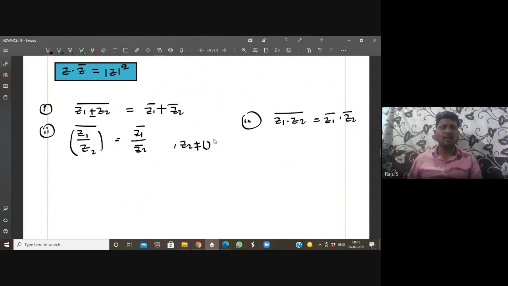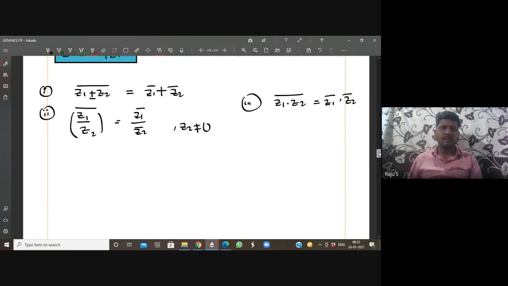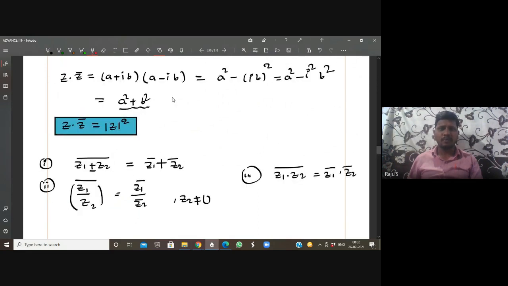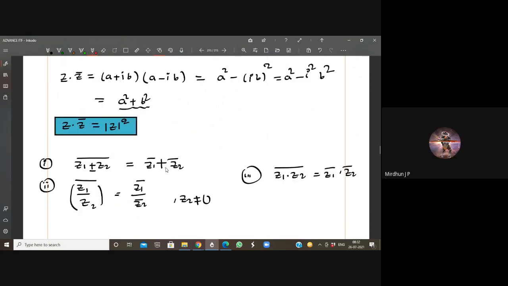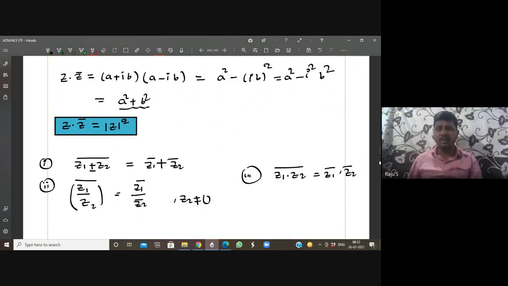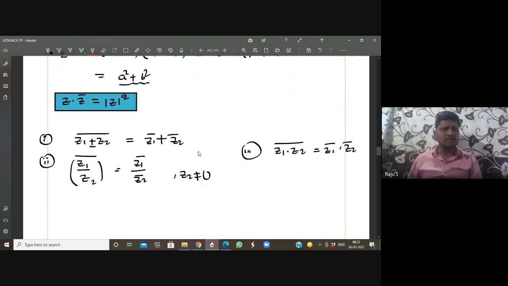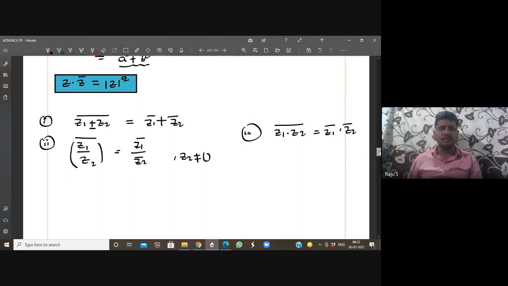Z2 should not equal 0. Not only that, you can take modulus also; we will see the modulus properties later. Student: Sir, but Z1 can be 0? Yes, Z1 can be 0. Z2 cannot be 0, because if it is 0, the expression becomes not defined. So we never take the denominator as 0. The numerator might be 0. 0 is also a complex number.